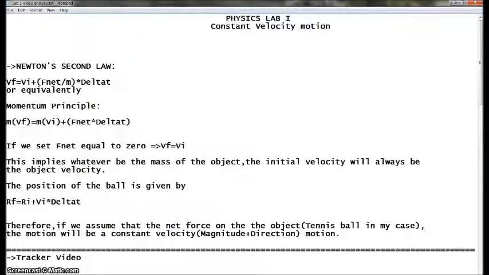Hi everyone, this is my report for Lab 1. I chose the rolling of a tennis ball for the case of a constant velocity motion. First of all, let me talk about the principle involved.